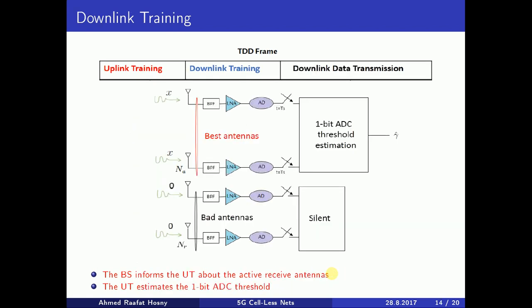So the base station informs the user terminal about the active antennas. These are the best antennas that will be active, and the other bad antennas will be silent during the transmission. Also, during the downlink training, the user terminal estimates the 1-bit ADC threshold. After that, we go through the downlink data transmission.